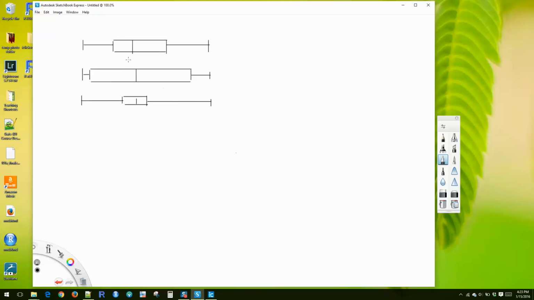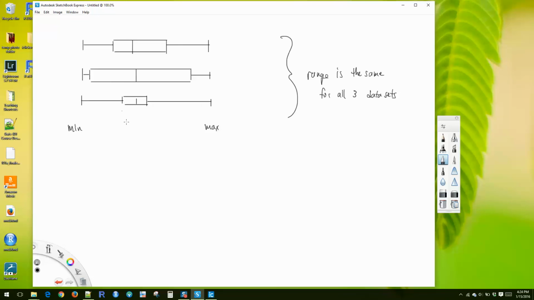Okay, you can look at these. All of these have effectively the same range, right? So there's no outliers. They all have the same min and they all have the same max. So the range is the same for all 3 data sets.